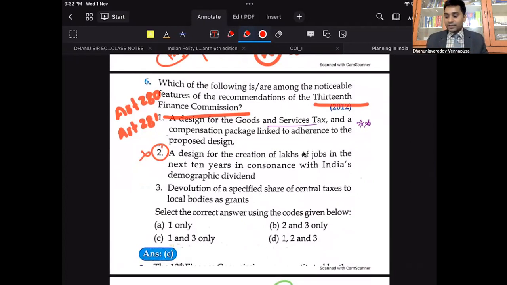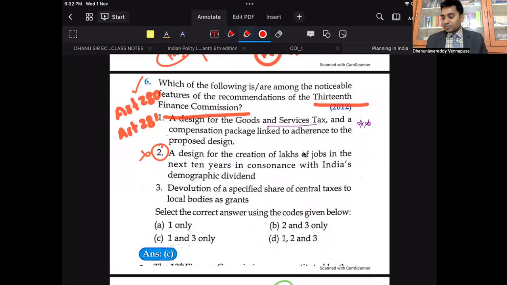That is the reason why Article 280 is important. If you know Article 280, there are only three things: tax devolution, vertical and horizontal, how to upgrade the finances of the local bodies, and any other recommendation made by the President. These are the four things. It didn't speak about lakhs of jobs.